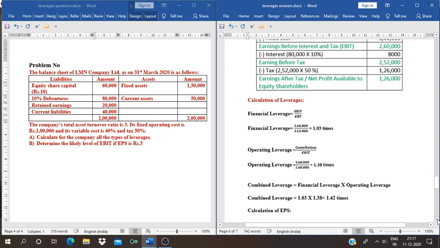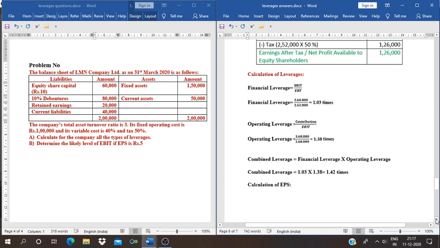Next, combined leverage. Here the formula is financial leverage into operating leverage. We have calculated financial leverage and operating leverage. 1.03 into 1.38 means 1.42 times will come. Next, we have to calculate the EPS.